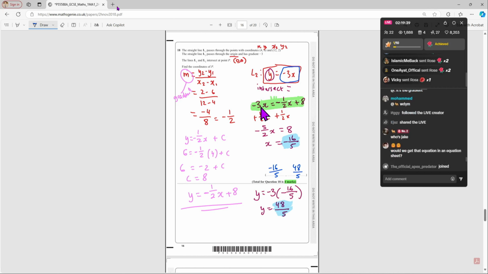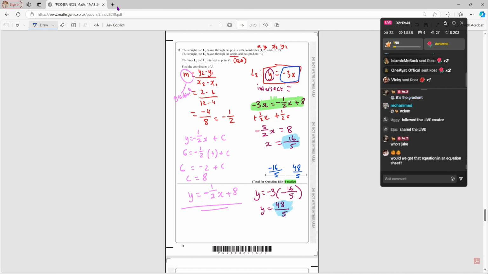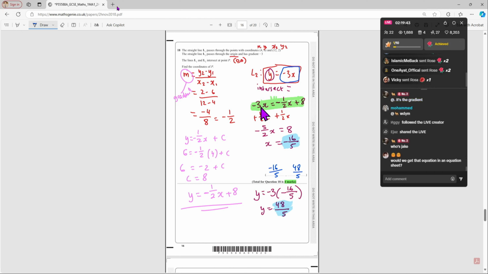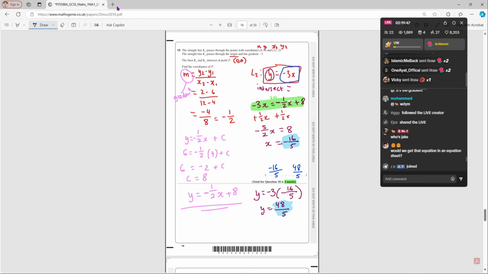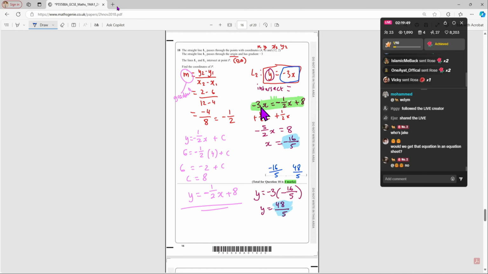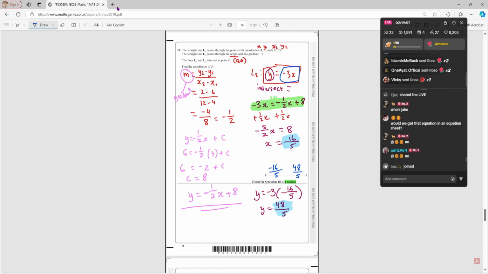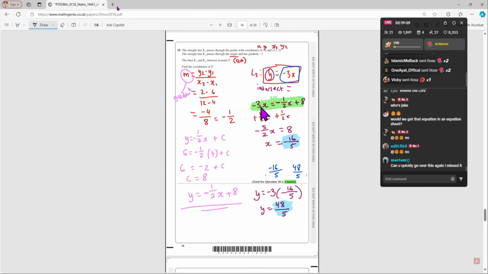Would you get the equation in an equation sheet? So this equation is specific to this equation only, okay? We know that equation of a line is y is equal to mx plus c. You have to remember that it does not come on any equation sheet at all, okay?